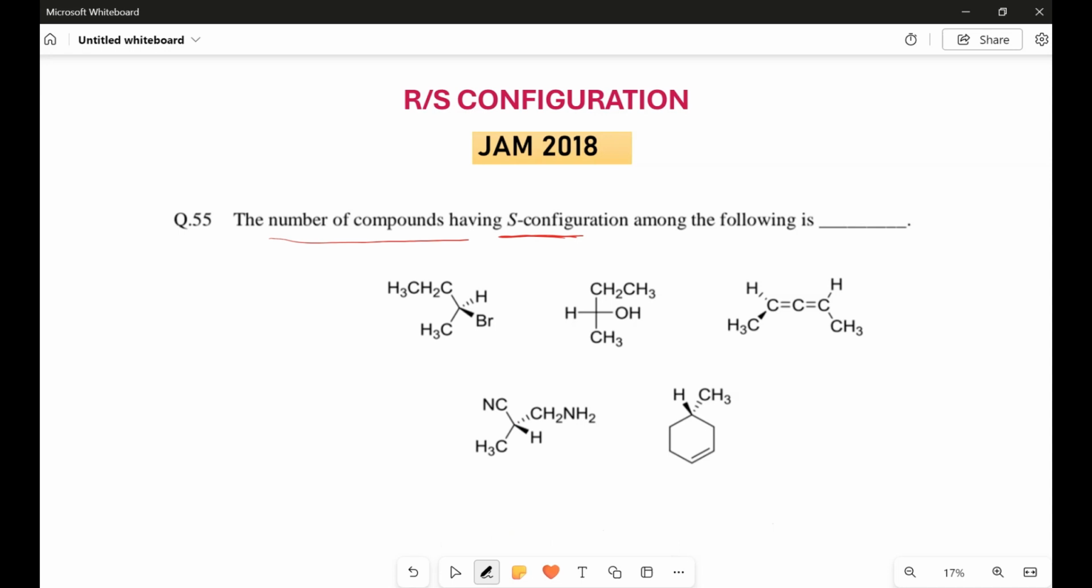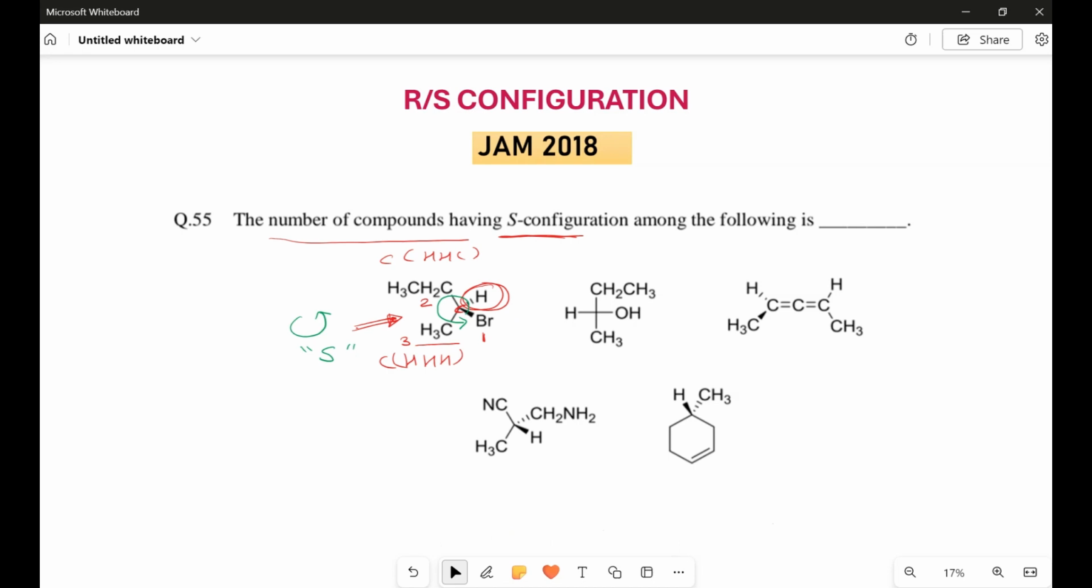So the first compound, you can see the least priority group, hydrogen, is far. Now the chiral carbon has bromine. Bromine gets the first priority. Then there is a carbon with three hydrogens, whereas the ethyl group has a carbon with two hydrogens and one carbon. So obviously the ethyl gets the second priority, and methyl gets the third priority. Therefore, one, two, three. I'm going to do the assignment from this direction, anti-clockwise rotation, and therefore it is S configuration. So this first compound is S configuration.